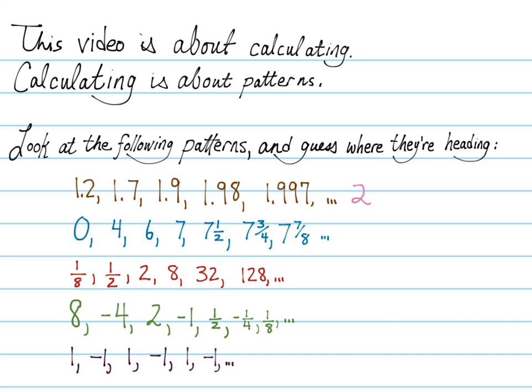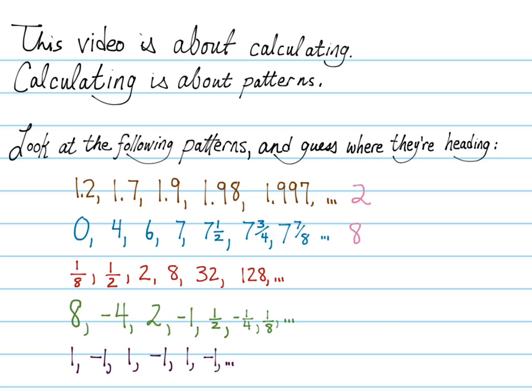Now, decimals are friendly, fractions are friendly. I know that a lot of people are scared of them, but if we look at the next set, 0, 4, 6, 7, 7.5, 7 3/4, 7 7/8, we can tell that these are getting closer and closer to something as well. And what they're getting closer and closer to is 8.